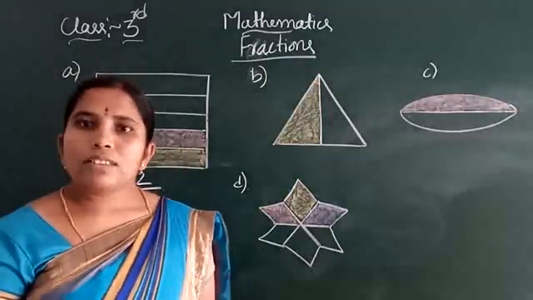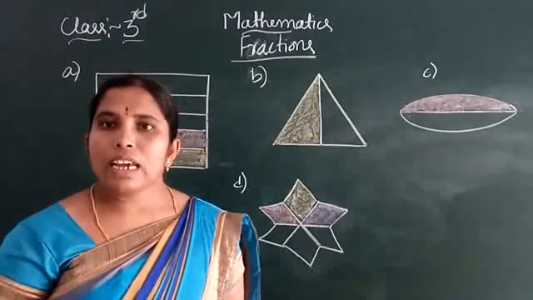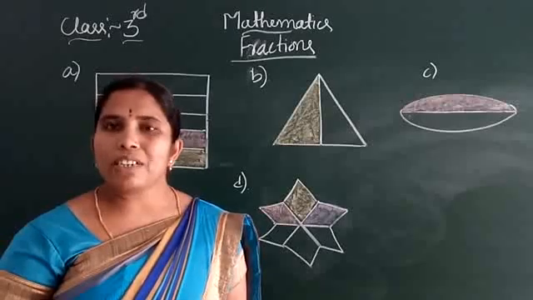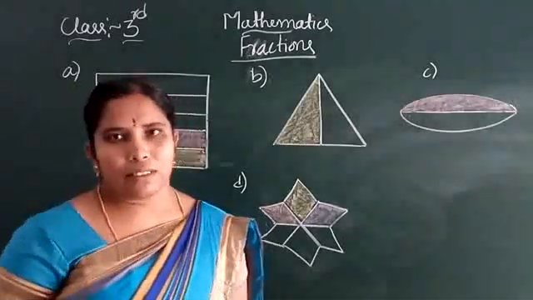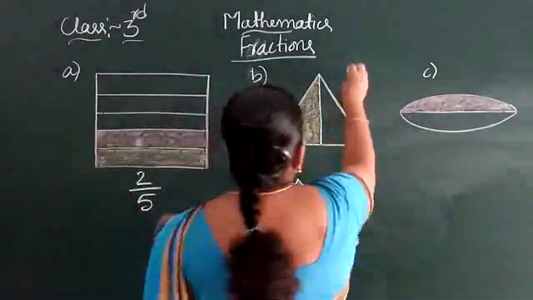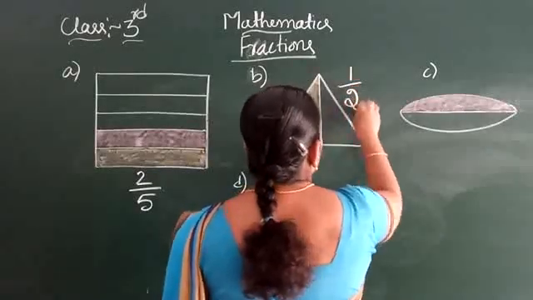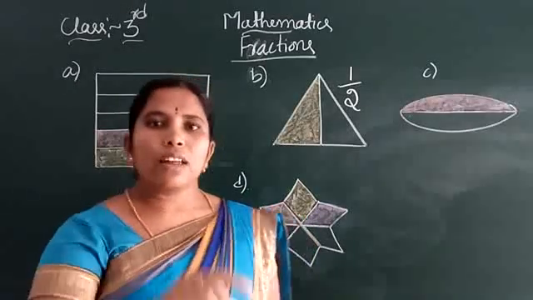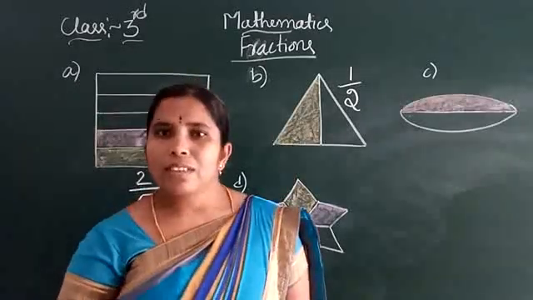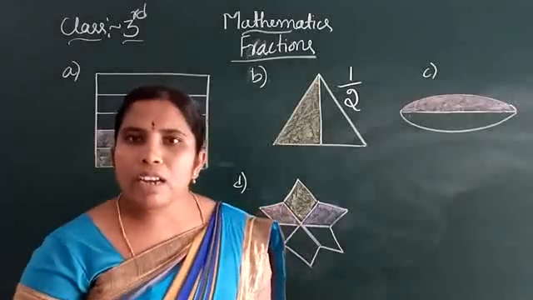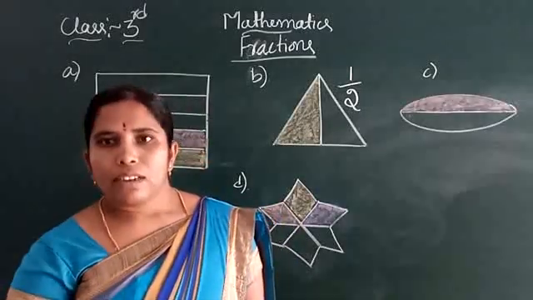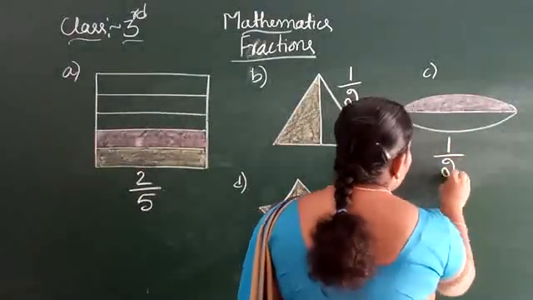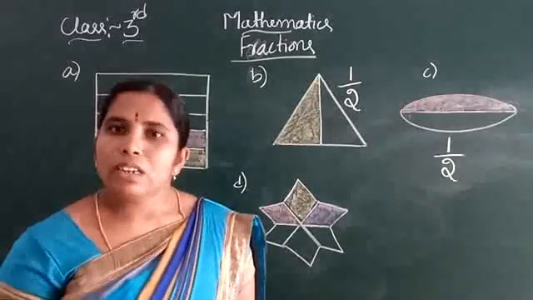Do you understand? So now observe the triangle. The triangle is divided into two equal parts. We shade only one part, so that we can write as 1 by 2. Then observe this third figure. The third figure is also divided into two equal parts. We shaded only one part, so that we can write as 1 by 2.